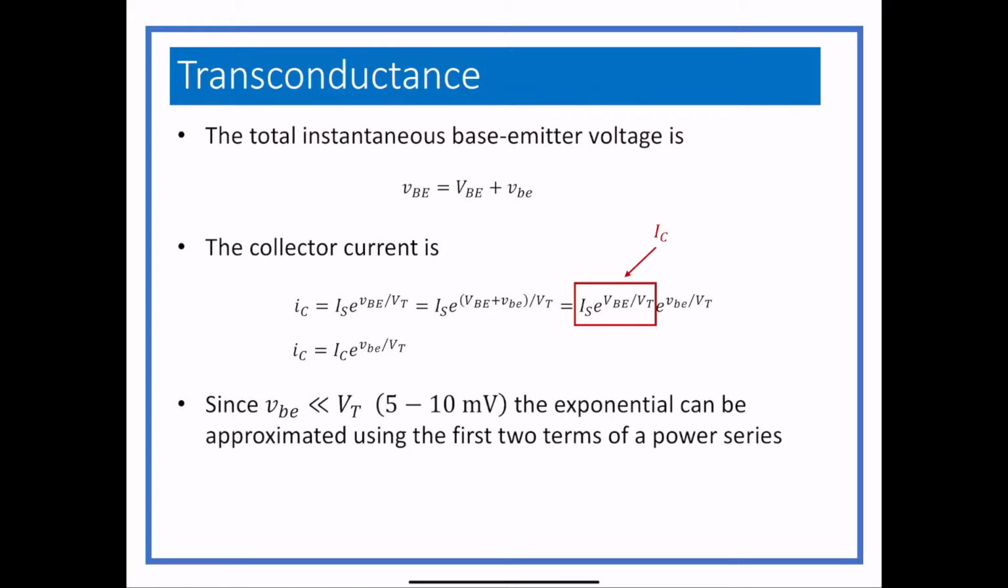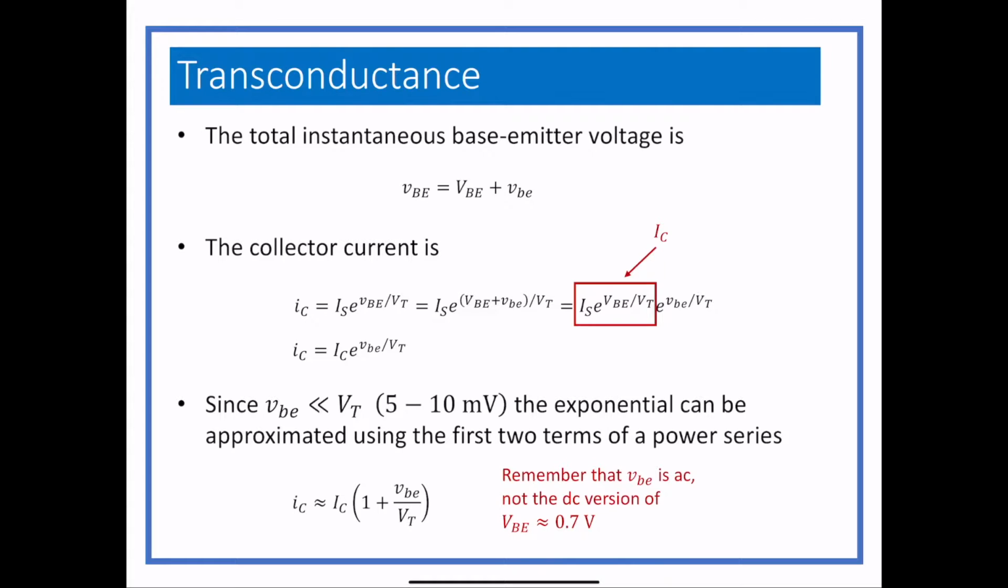Since VBE is really small, and it has to be really small because remember the DC value of VBE is only 0.7, so there's not much wiggle room in that area, we try to limit that significantly. And so the AC VBE is usually a lot less than the thermal voltage. The thermal voltage is about 25 millivolts, and we try to keep VBE to 5 or 10 millivolts. And so we can approximate the exponential this way, where we just have IC, the DC value, times 1 plus VBE over VT.